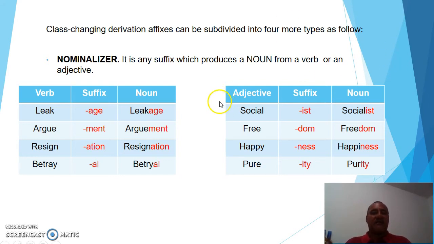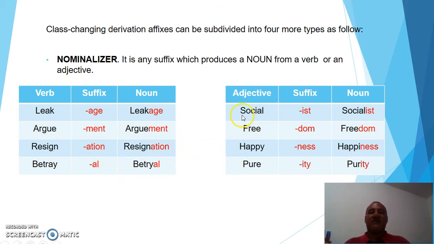So here are two examples. All of these are verbs: argue, resign, betray. When we add this kind of suffix to the stem or base word, we make them nouns, like leakage, argument, resignation, betrayal.